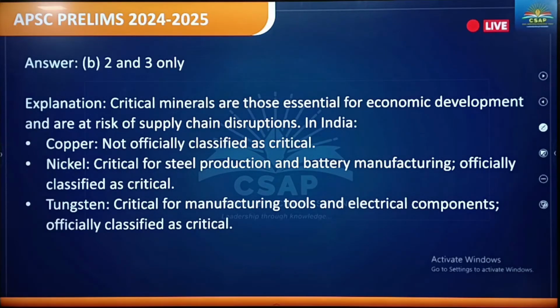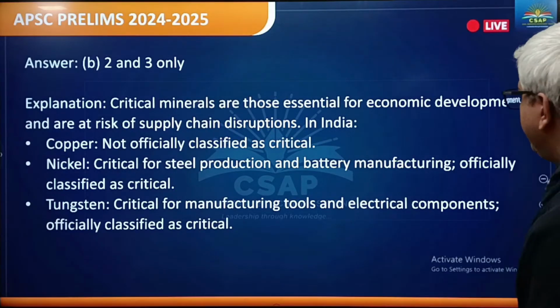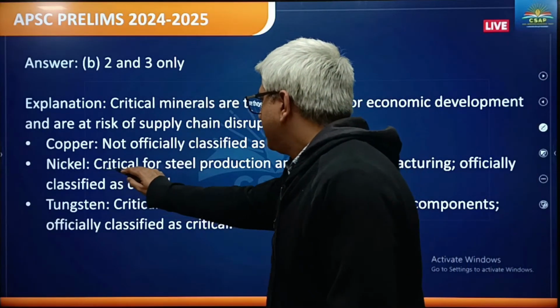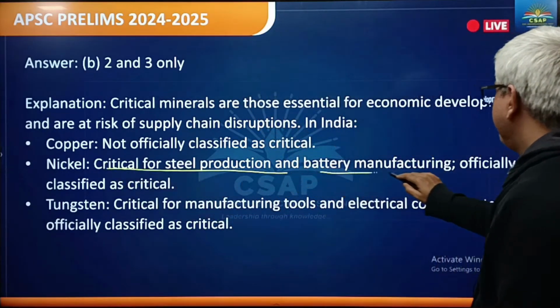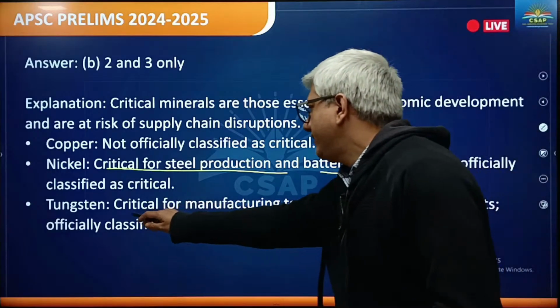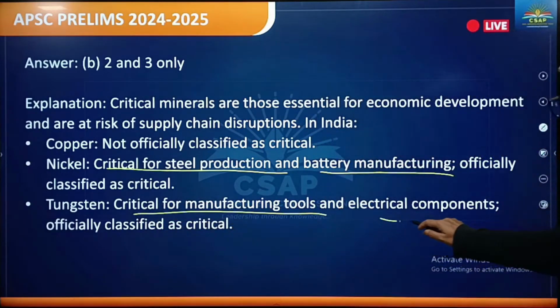So copper is not officially classified as critical, but nickel, for steel production and battery manufacturing, is officially classified as critical. Tungsten, critical for manufacturing tools and electrical components, is officially classified as critical, right?